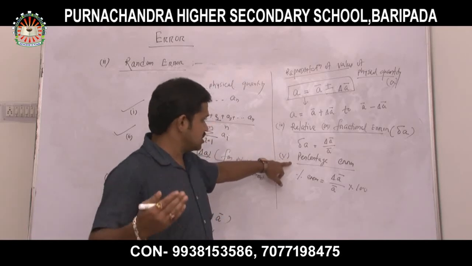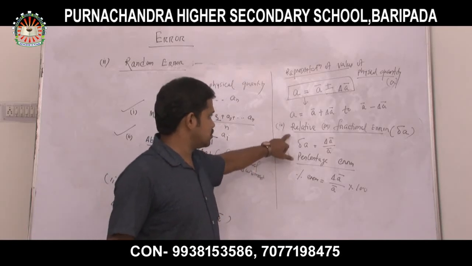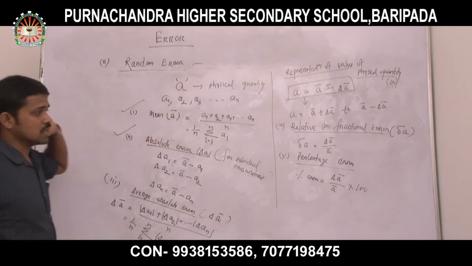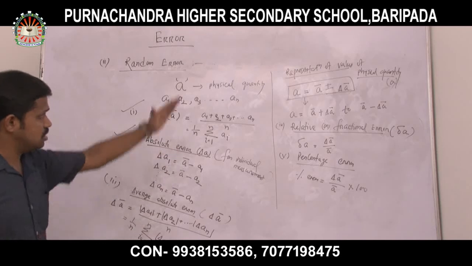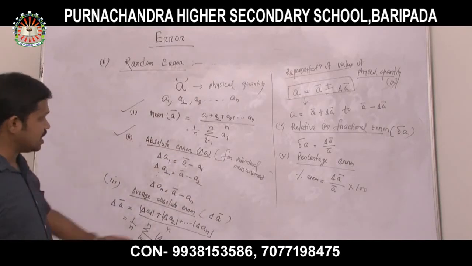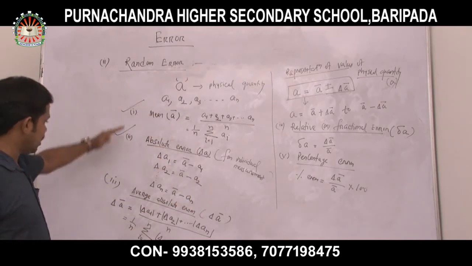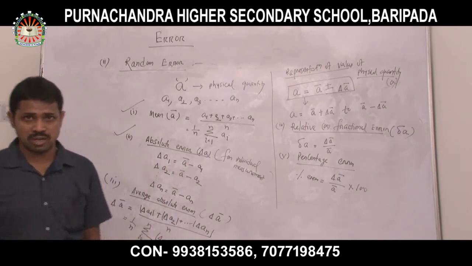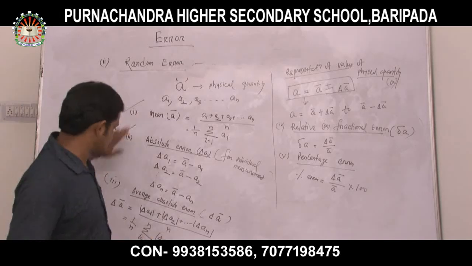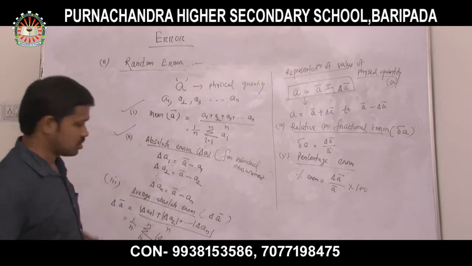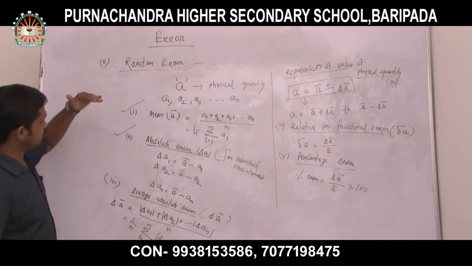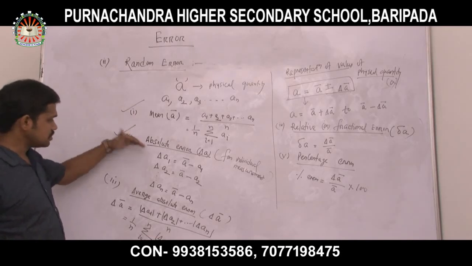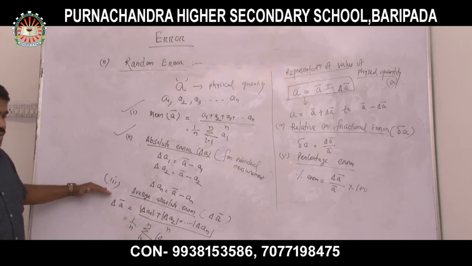To find out the percentage error, what do we have to do? We just have to find the percentage of this fractional or relative error. Understood all of you? Remember, this is the process to calculate the random errors of any physical quantity. Listen very carefully. First we find the mean. Second, the absolute error. Third, the average absolute error.